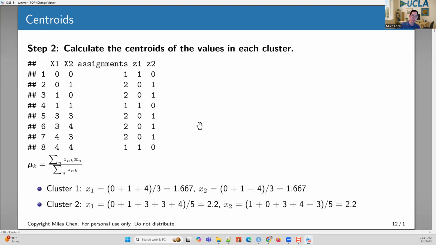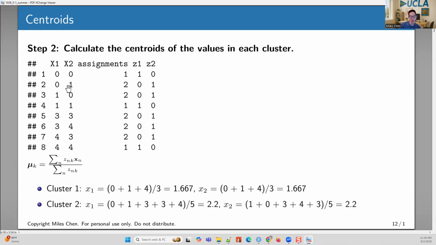We'll run through this. These 3 points are assigned to cluster 1: point 1, point 4, and point 8. You can see the Z1 column for which points are assigned to cluster 1. We have ones for point 1, point 4, and point 8, and zeros elsewhere. Basically, we would take the product between Z1 and X1, and we would get 0 plus 1 plus 4.